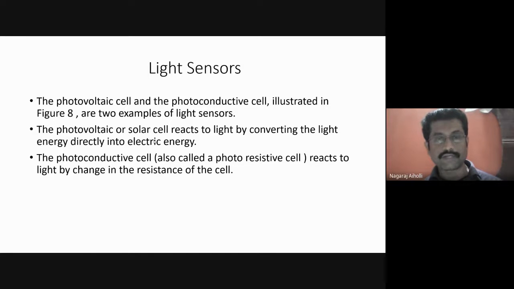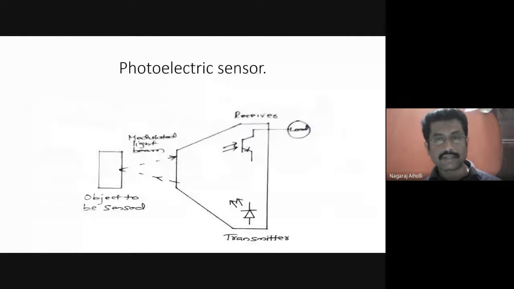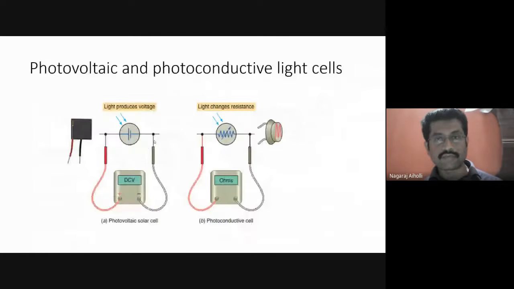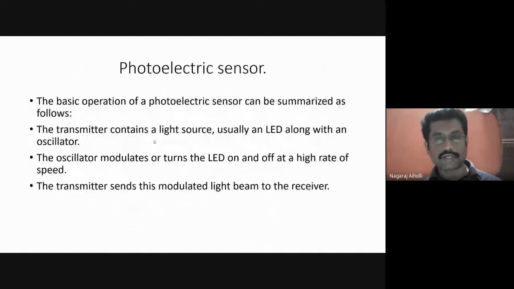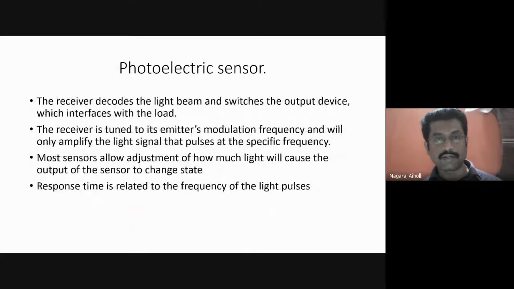Light sensors, various light sensors we have gone through. One of those is photovoltaic or photoelectric sensor. We have studied the working principle of this sensor. Then photovoltaic and photoconductive light cells. What is meant by photovoltaic cell? What is meant by photoconductive cell or photoresistive cell? Then various features of photoelectric sensor, how it works, working principle.